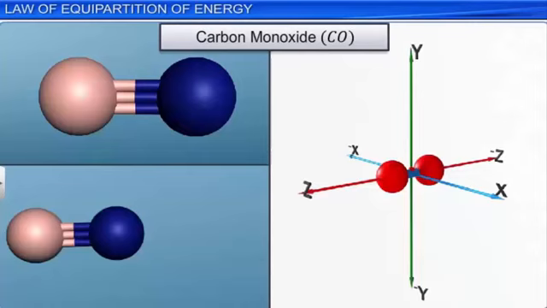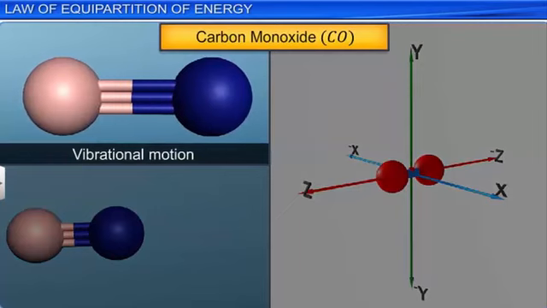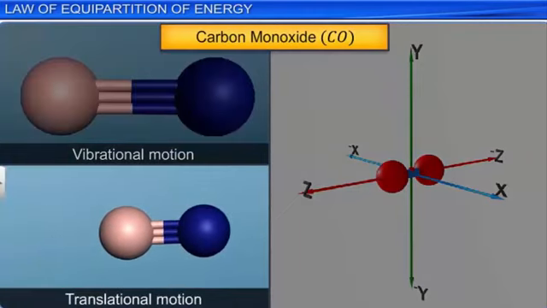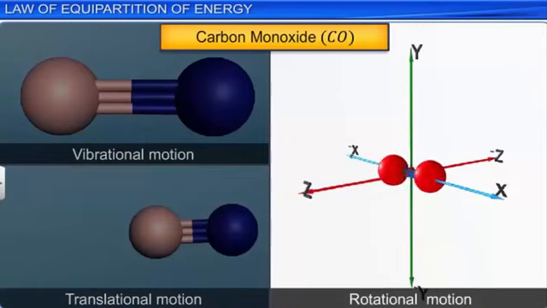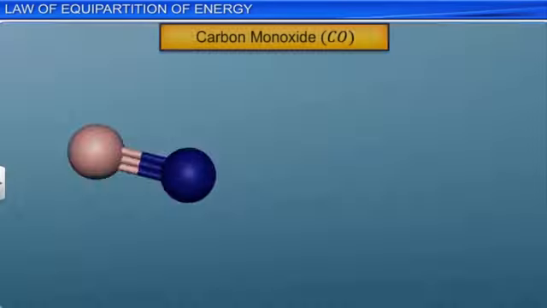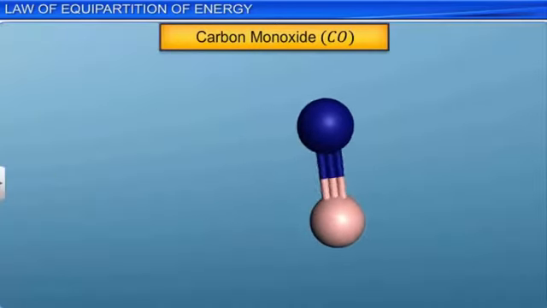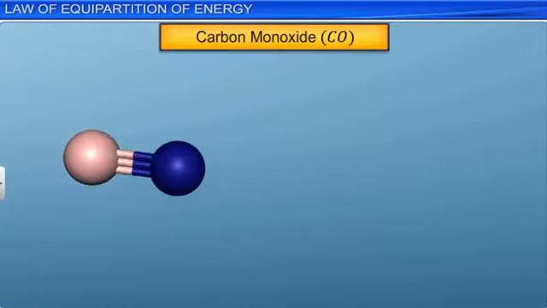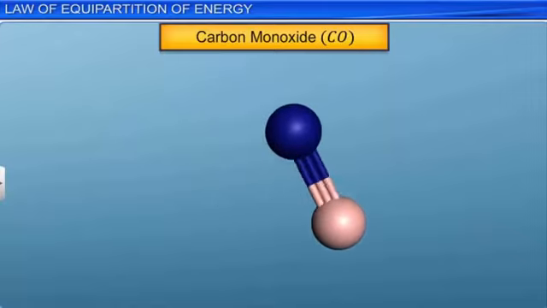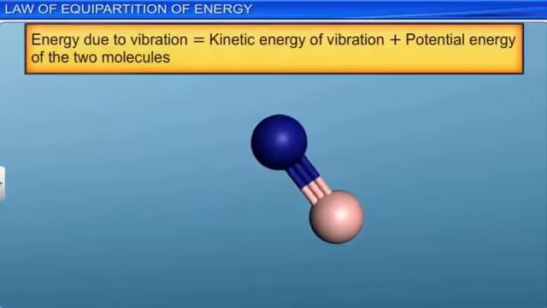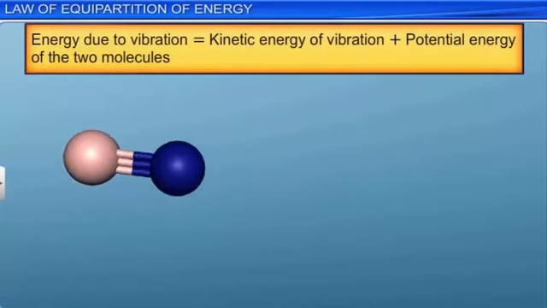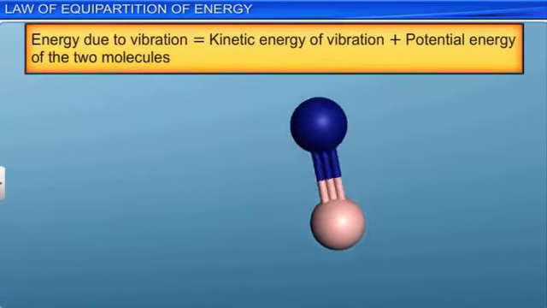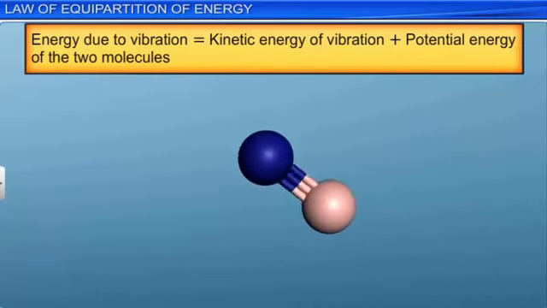But there are some diatomic molecules, like carbon monoxide, that exhibit vibratory motion along with translational and rotational motion even at moderate temperatures. The 2 atoms of carbon monoxide molecule are separated by some distance and they vibrate along its length by a small distance of r. Then, the vibration energy of the molecule involves kinetic energy of vibration and potential energy due to the compression or elongation of the 2 molecules.